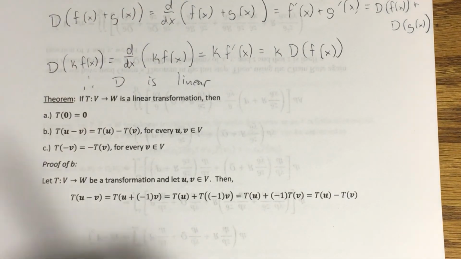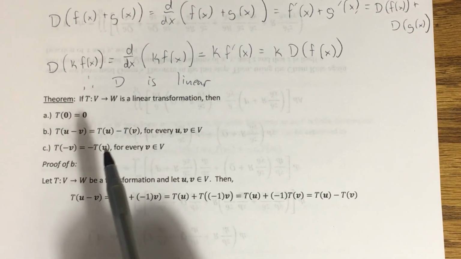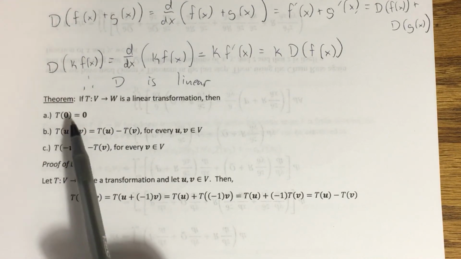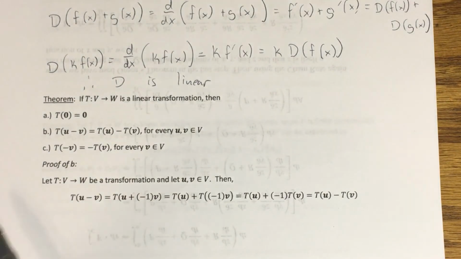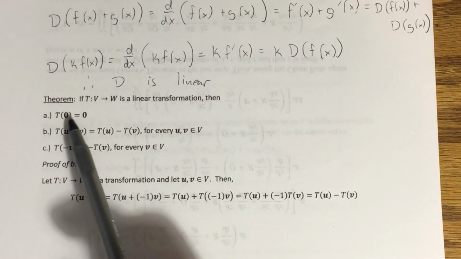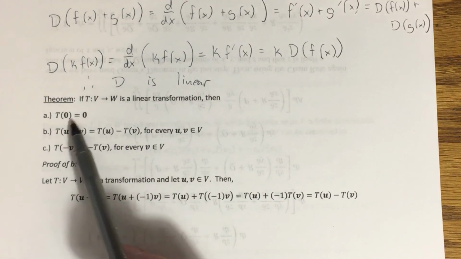So basically what we're saying here is that if T is a linear transformation that maps V into W, then you have these three properties. First of all, T of 0 equals 0. Again, pay attention to where the zeros here live. These are not the same zero.